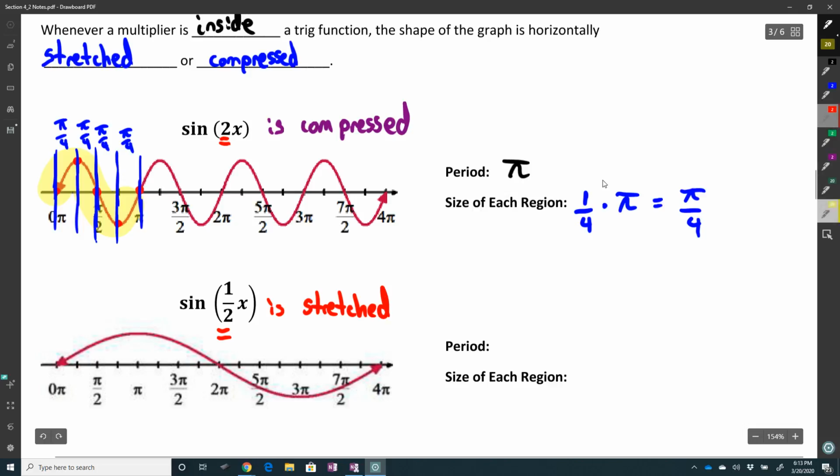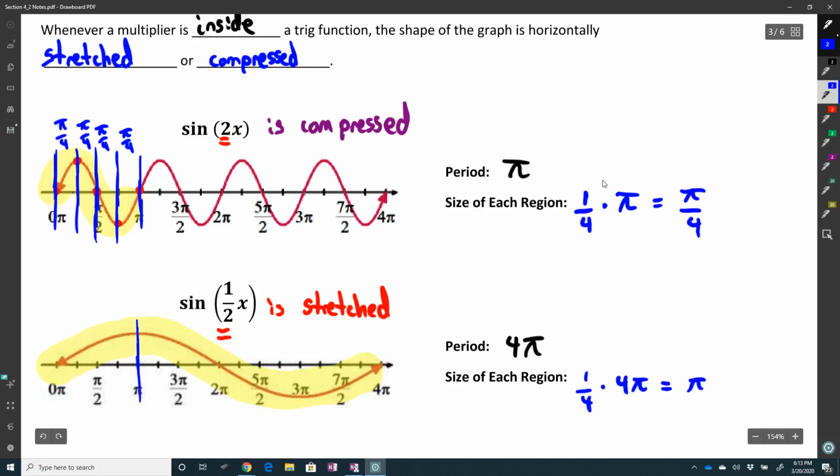Okay, because if you look at how long it takes to repeat, it takes 4 pi for it to repeat again. And then again, same idea as before, 1/4 times 4 pi is pi. So that means each of the quarters in this case are going to be pi across.